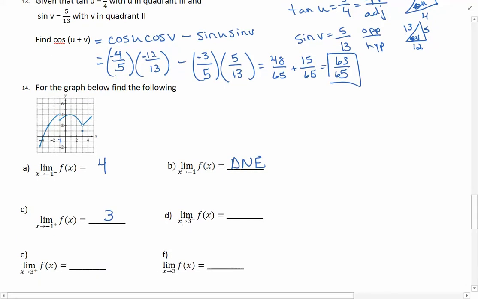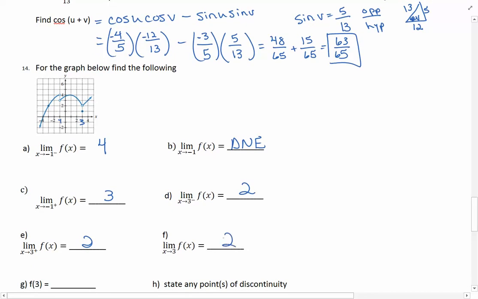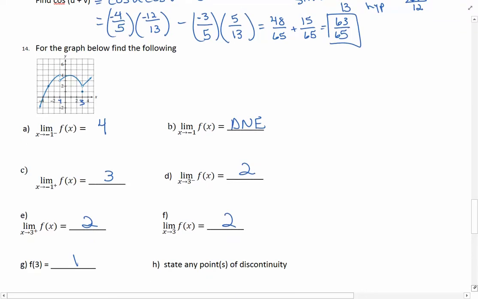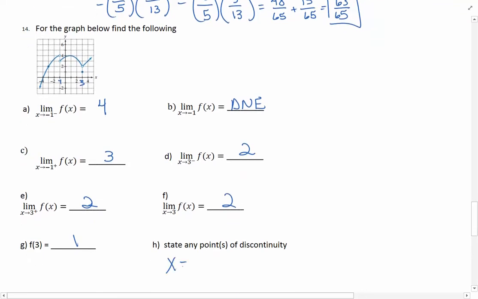Now on D, the limit as you approach 3 from the left, here's 3, approaching 3 from the left is going to be 2. The limit as you approach 3 from the right is also 2. The function value at 3 is not 2, but the limit at 3 is 2, because you get the same number from the left and the right. So the function value at 3 is actually 1, because that's the point that's colored in there at the point 3, 1. So we have discontinuities at both x equals -1, because the limit doesn't exist, and at x equals 3, because the function value is not equal to the limit.